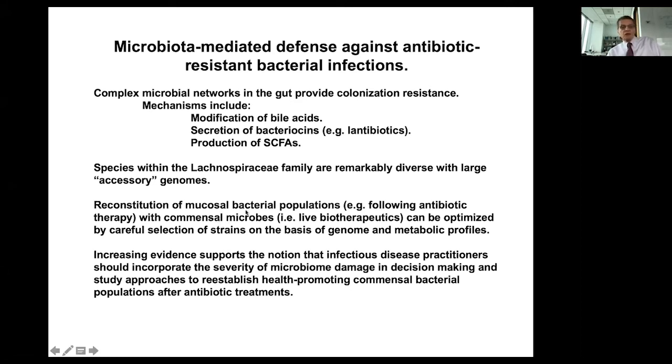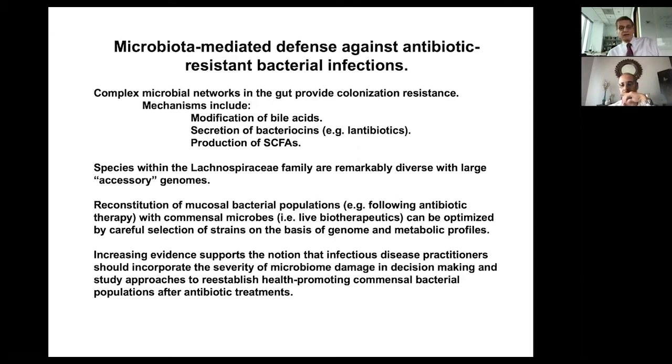The reconstitution of mucosal bacterial populations can be optimized by careful selecting of these on the basis of genome and metabolic profiles. And then I have a wordy final conclusion here, which is that increasing evidence supports the notion that infectious disease practitioners should probably incorporate the severity of microbiome damage in decision making. So when we choose antibiotics, sometimes we have an option. Sometimes we can think about using an antibiotic where anaerobic infection is very low likelihood, and we can avoid wiping out the anaerobes and still provide good coverage against the organisms we are concerned about.